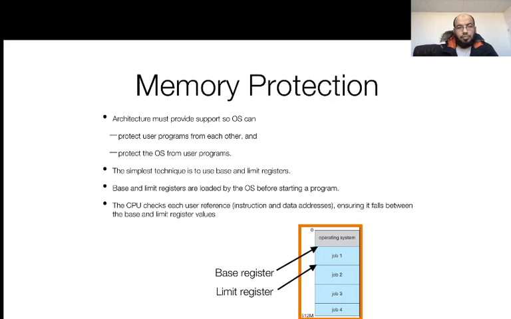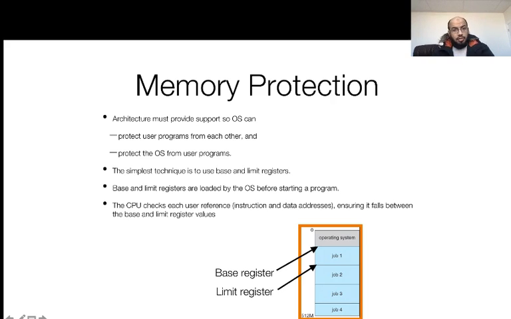Okay. Now we come to memory protection, where the architecture must provide support so that the operating system must make sure that, well, no application is capable, for example, to read memory from other applications, or no application is capable of changing the operating system code, for example, because everything is in memory now.